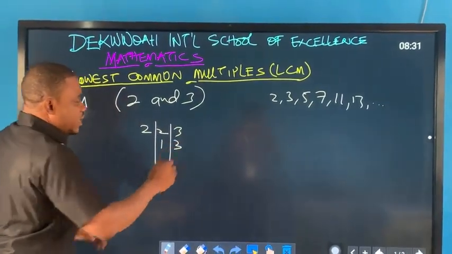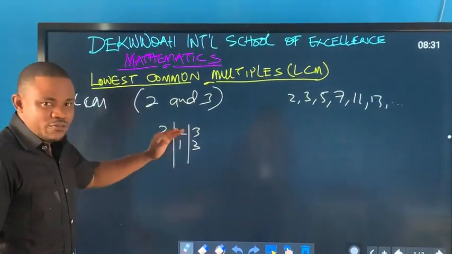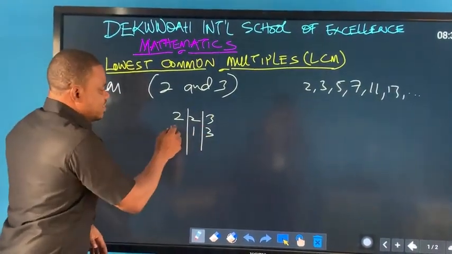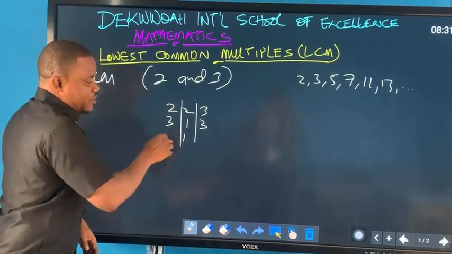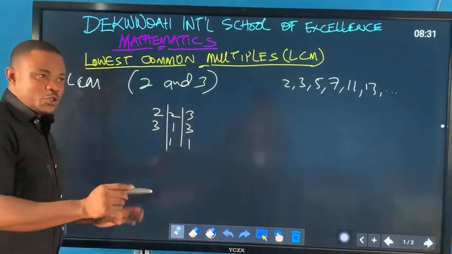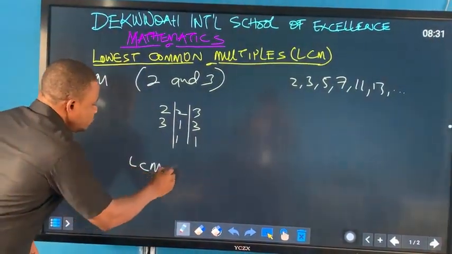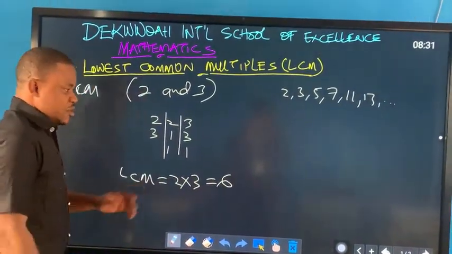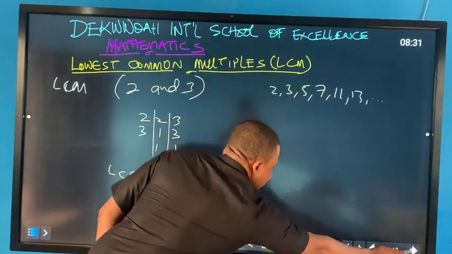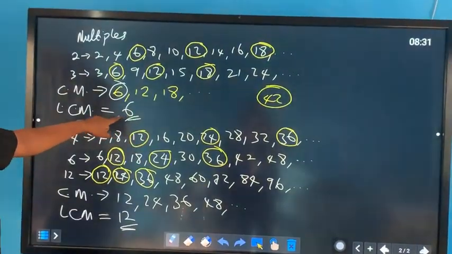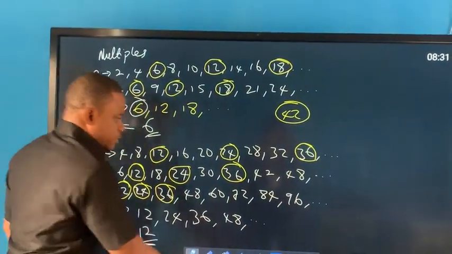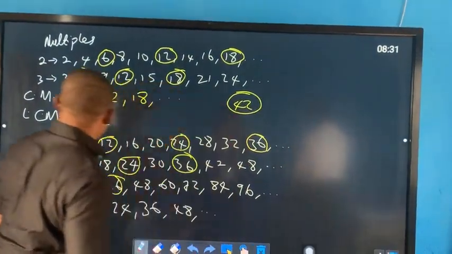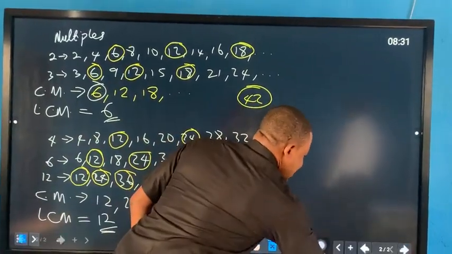I bring it down. Anything that can be divided by 2, you divide. If you cannot divide, bring it down. There's nothing here that 2 can divide, so I use 3. 3 into 1 cannot, bring it down. 3 into 3 is 1. So there's nothing else to do. My LCM becomes 2 times 3, which is 6. And remember, when we did LCM for that, we got 6. Alright? So we try this again.